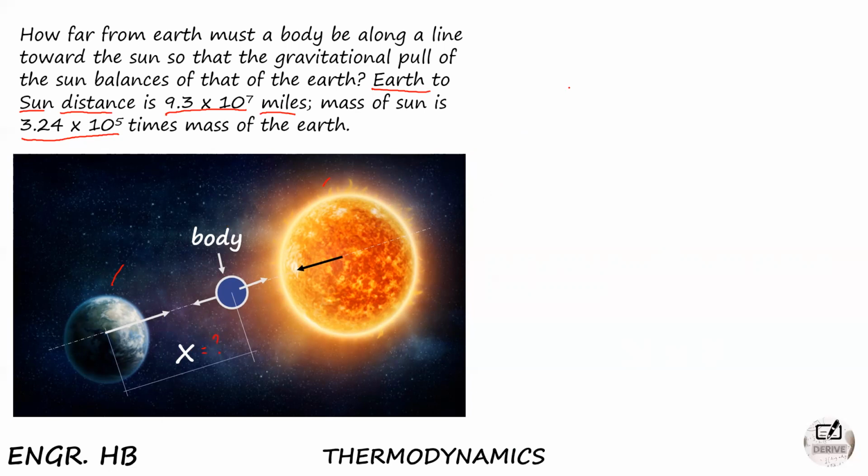Okay. So ang hinihingi ng problem is how far from the earth must a body be along a line toward the sun so that the gravitational pull of the sun balances that of the earth. So we're going to find this x, pero ang given is that the gravitational, or yung condition is that the gravitational pull of the sun daw balances that of the earth. So ano nga muna ba yung gravitational pull? So gravitational pull of the earth is an attraction the earth exerts on an object.